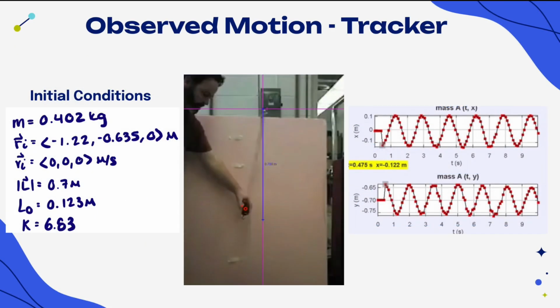So starting off with the observed motion in Tracker, we were given a video as well as the mass of the thing that it was swinging, the magnitude of L as well as L naught, and the spring constant. And then from this, we were able to calibrate the initial starting point to 0.7 meters. And from this, I was able to import all of my information into Tracker and was able to get the initial starting point as negative 1.22, negative 0.635, 0 meters, and then for me the initial velocity is going to be equal to 0, so I was able to find all these initial conditions.